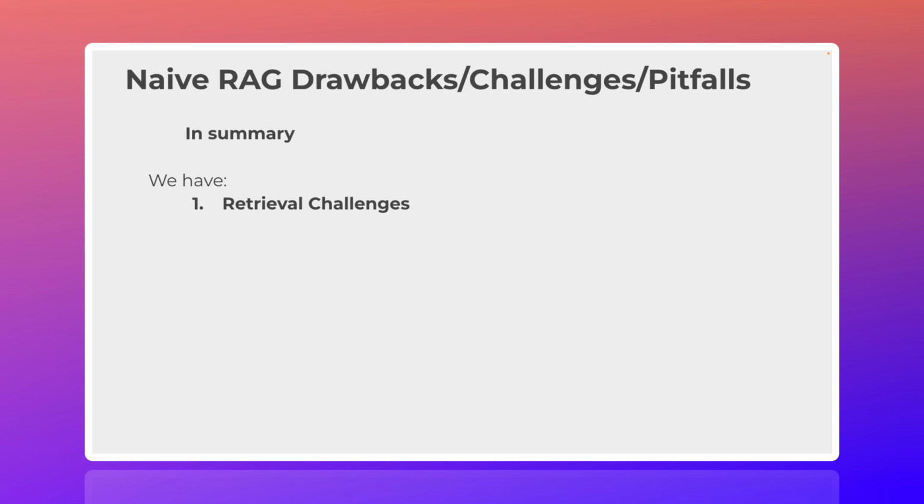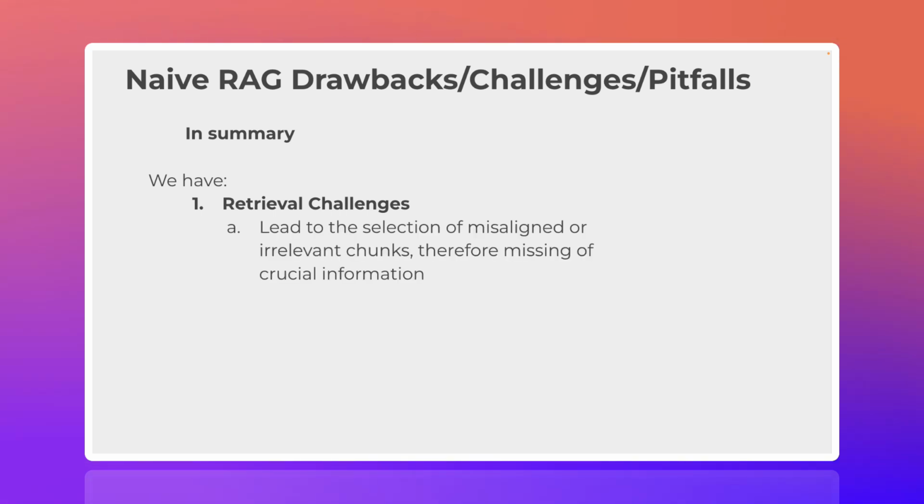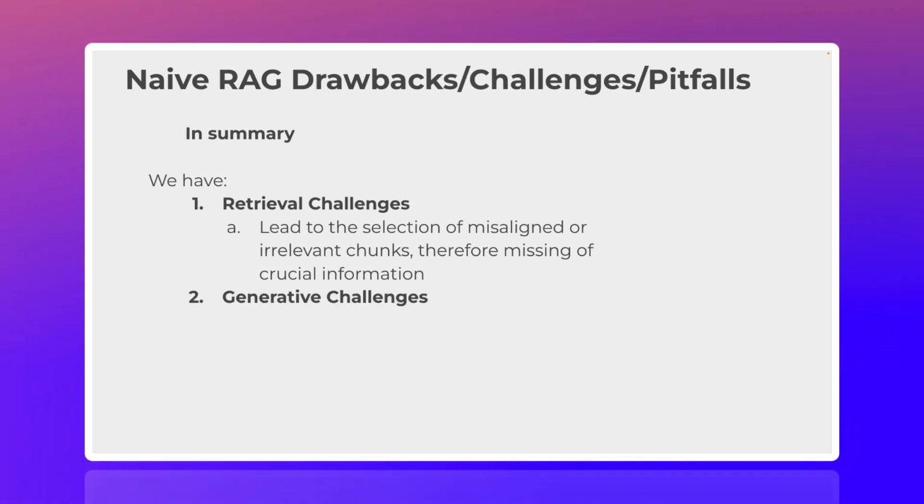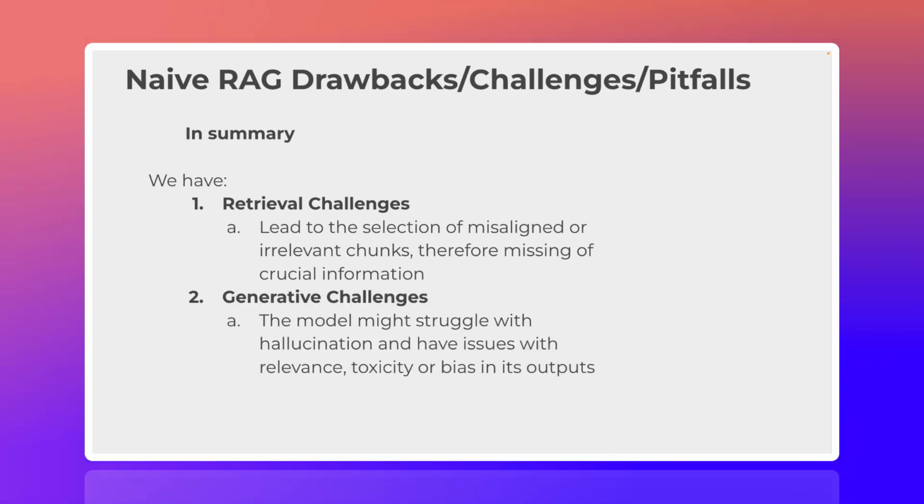We have first the retrieval challenges. In this case, they lead to the selection of misaligned or even irrelevant chunks, which of course leads to missing of crucial information, which, as you know, is not a good thing. And then we have the other side, which is the generative challenges. Under this umbrella, we have issues that the model might struggle with hallucination and have issues with relevance, toxicity, or bias in its outputs. So these are the two umbrellas, I would say, of the drawbacks that naive RAG brings to the table: retrieval challenges as well as generative challenges.